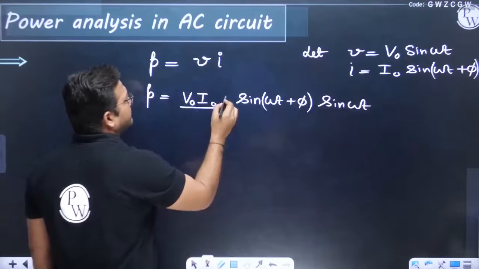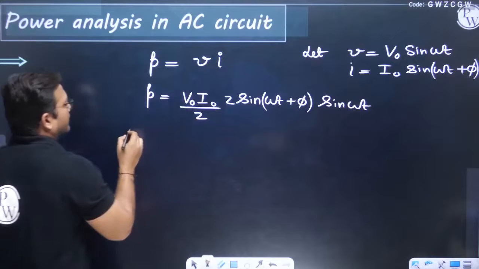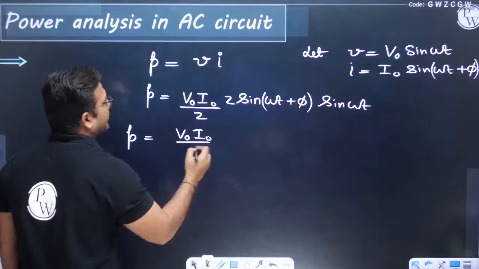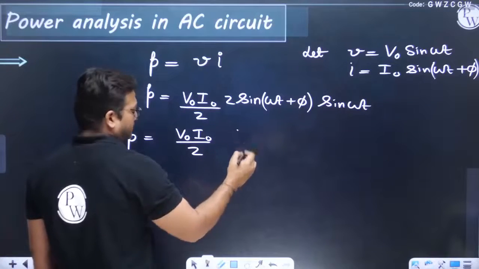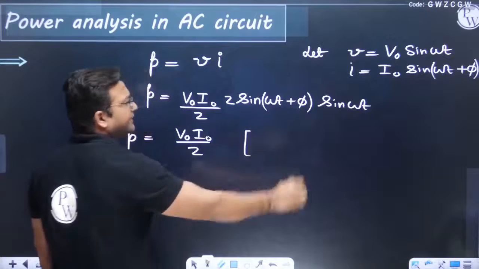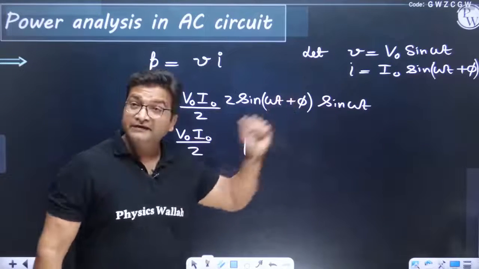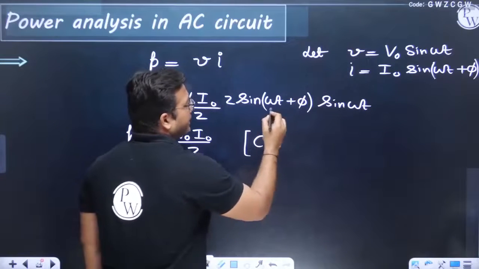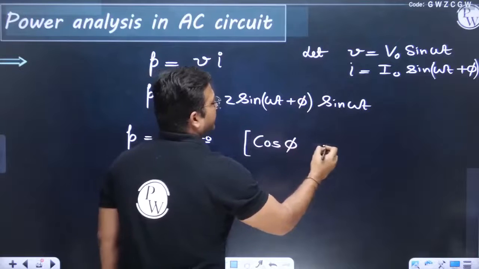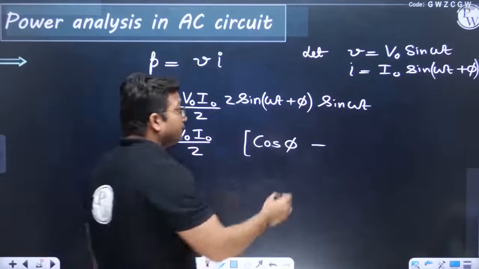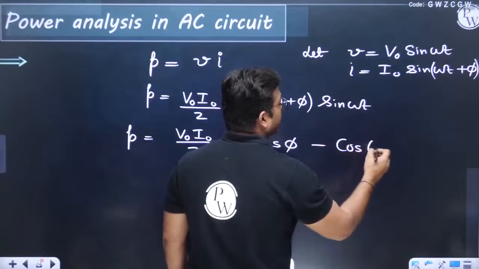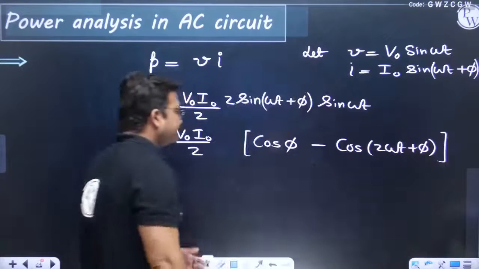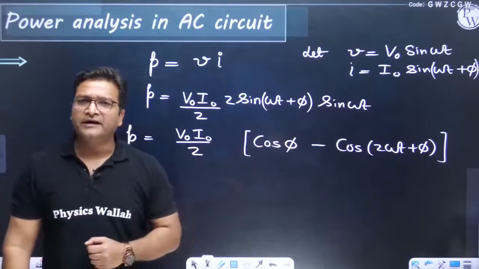If you multiply and divide this by 2, you would be having P as V naught I naught by 2, and I think you remember the value of 2 sine A sine B. The value of 2 sine A sine B is cos A minus B. So we have cos A minus B would be phi and minus cos A plus B. So cos A plus B would be 2 omega t plus phi. This is the value of instantaneous power.